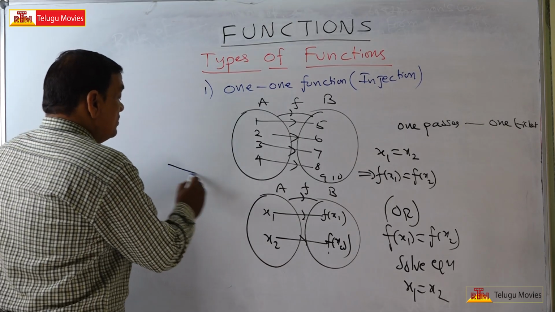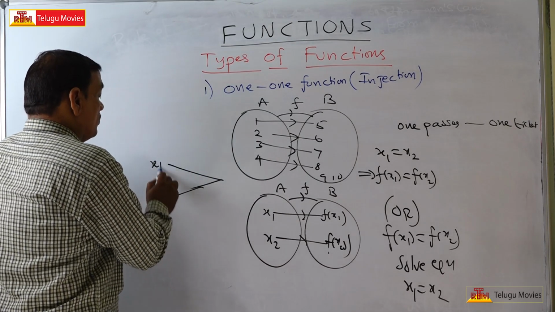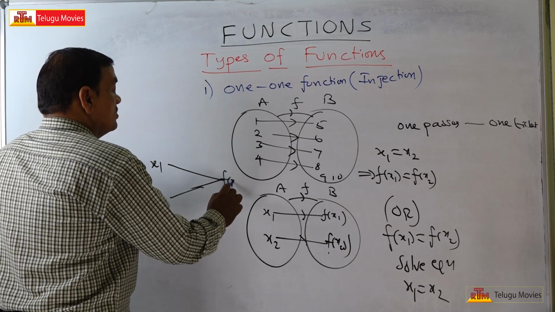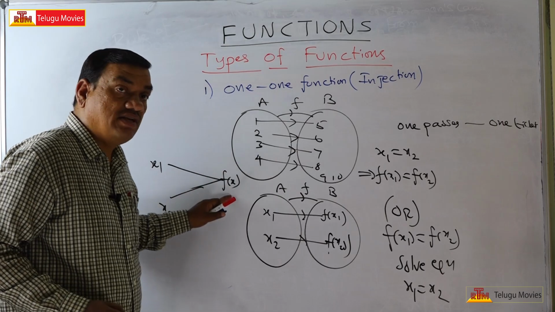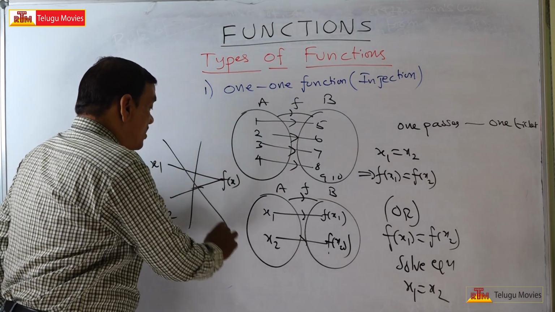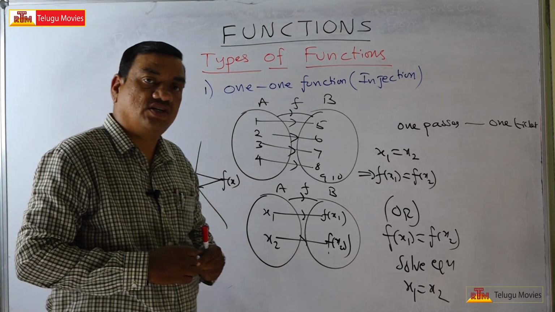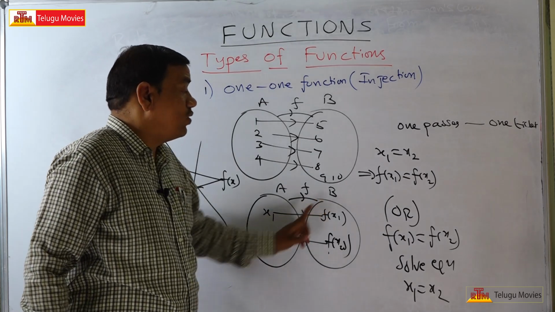This type of function is not allowed: x1 and x2 both having the same image f of x. So this type of function is not one-one. One element, one image.